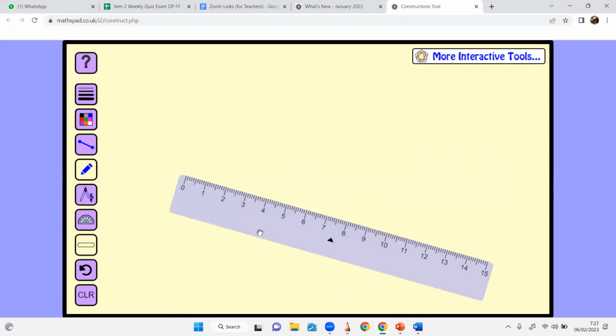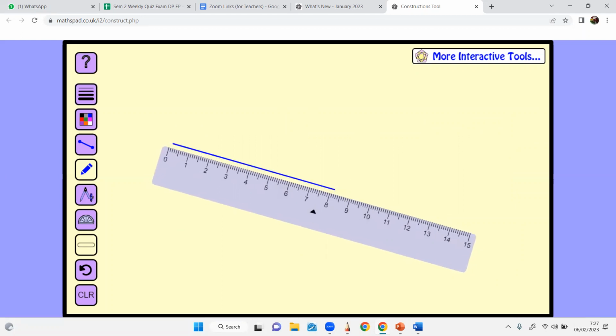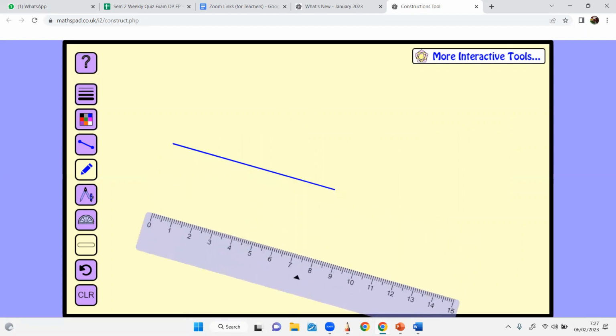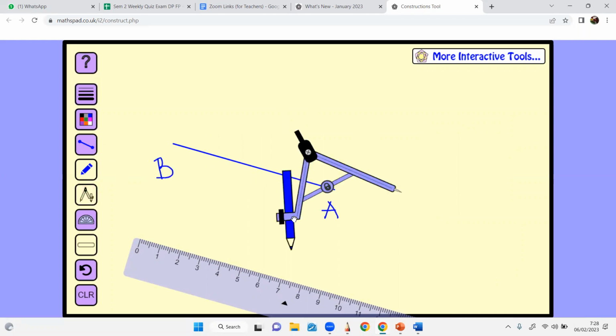How about if I rotate this so the 8 is like this? Can we? Yeah, no problem. As long as you put a straight 8 centimeter line here. See, 8 centimeter. Construct AB. Can I write A here, B here? Yeah, no problem. So it's free choice for you.